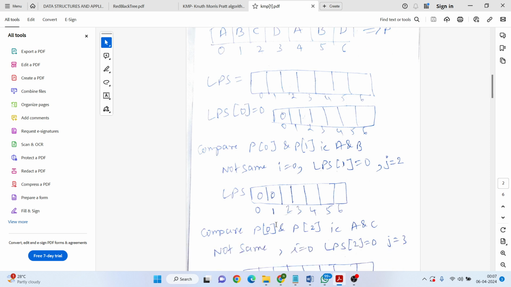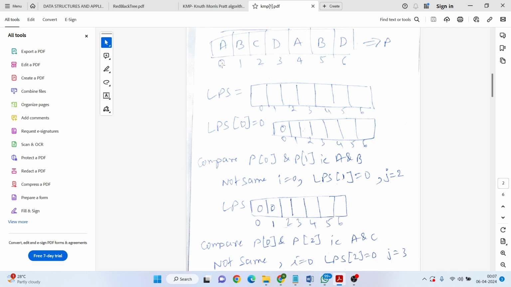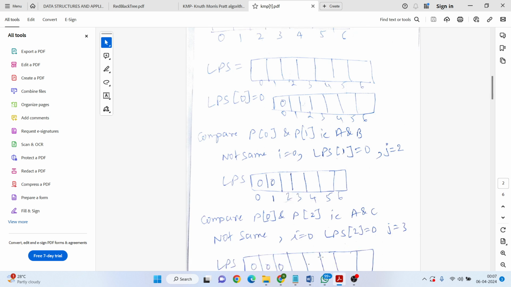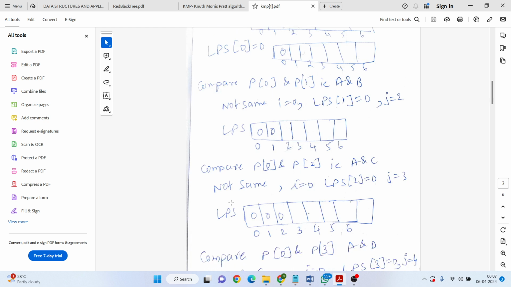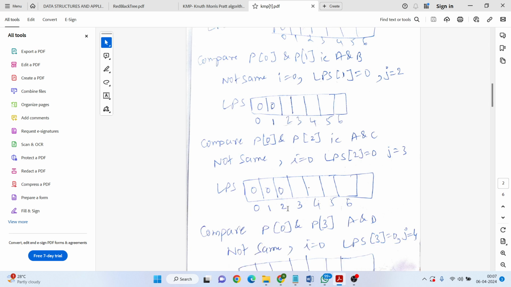Repeat it. Still i value is not changed. i is at 0 only, but j is now 2. Compare 0th character and second. A and C are compared. A and C are not same. i value is 0 only, so LPS value will be 0. Put 0 here. Increment the value of j. This is the status of the LPS array after comparing first three characters. i is at the same place, j is now 4.